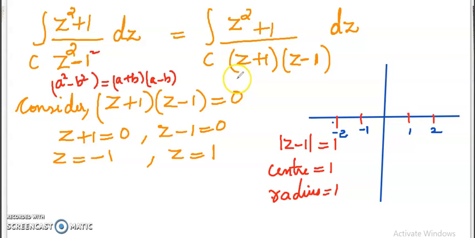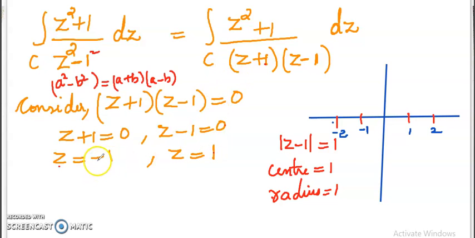Now let us find the a values. Here it is a bit different from the previous problems which we did. In the previous problems we had only one value in the denominator. But here you have a product of two terms, so you have two z values. Let us find those z values. Z plus 1 into z minus 1 equal to 0 means z plus 1 is equal to 0 or z minus 1 is equal to 0. Either one of the terms is 0, so z equals minus 1 or z equals 1.